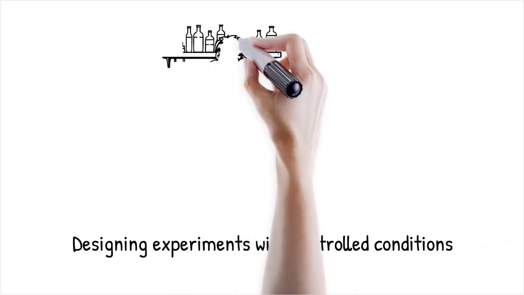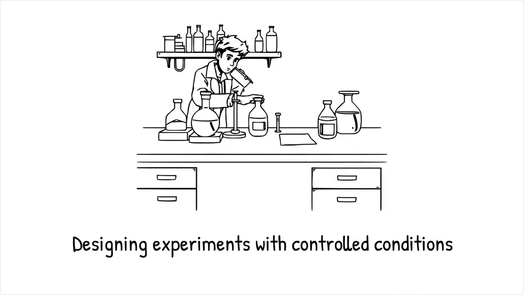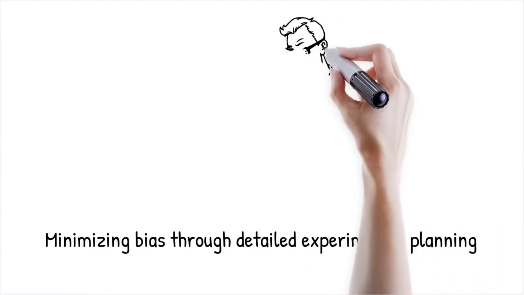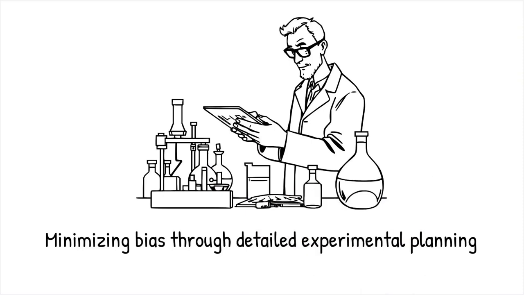Designing the experiment. Once the hypothesis is established, scientists design an experiment that can test it under controlled conditions. This involves selecting appropriate variables, establishing control and experimental groups, and determining the methods and materials required. A well-designed experiment minimizes bias and ensures that any observed effects can be attributed to the variable being tested. The detailed planning at this stage is critical for obtaining reliable and reproducible results.